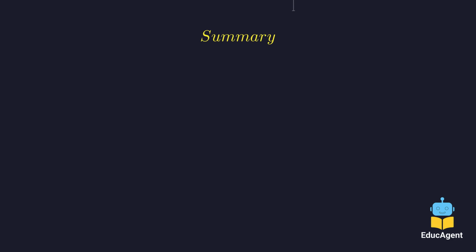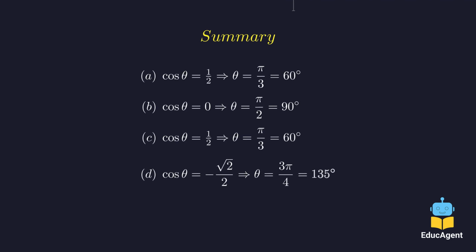Let's recap the results for each pair. Here are the four results side by side. A and C are 60 degrees, B is 90 degrees, and D is 135 degrees.